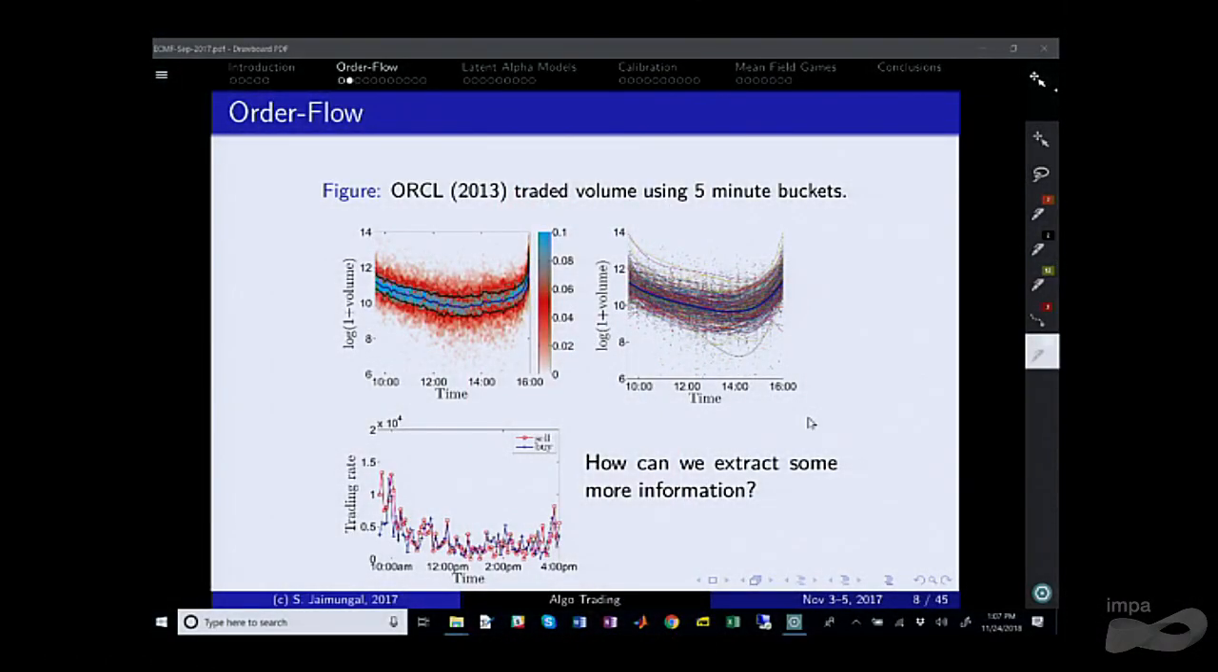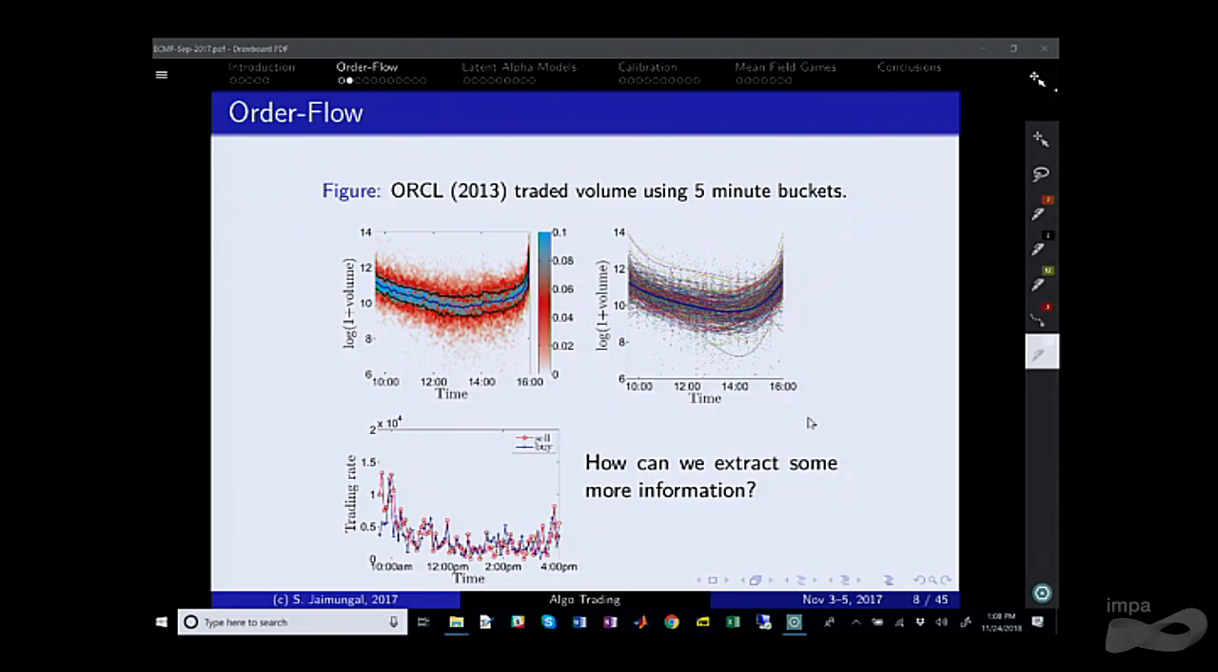So one of the pictures that we saw earlier is this order flow picture, this U-shaped diagram where on the horizontal axis, the top left panel there, the horizontal axis is time of day, and the U-shape shows us that there's activity mostly in the morning, it dies down, and then it speeds up towards the end of the day. And if you look at a particular day, which is the bottom left panel, you see that there's quite a bit of fluctuation intraday, as you'd expect, but it still has that U-shaped pattern.